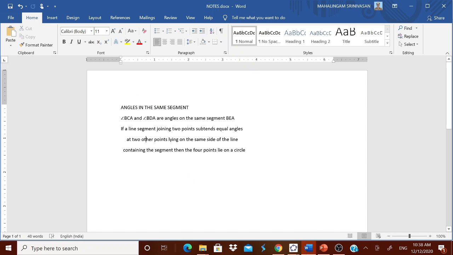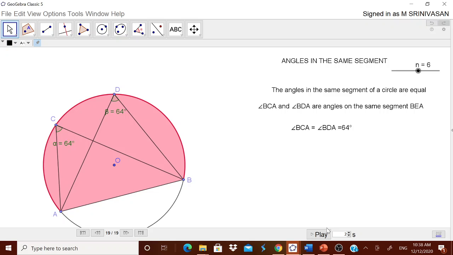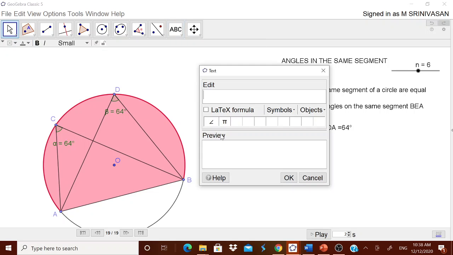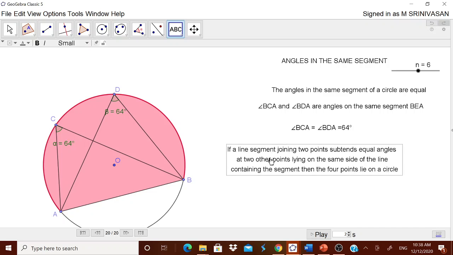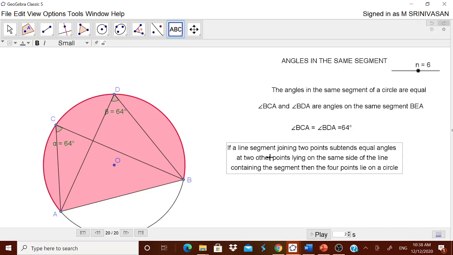Now that also we can discuss with the children. I have just copied it. This is a little bit lengthy statement, the converse of it, and you can show it to the children, the converse also. If a line segment joining certain points subtends equal angles lying on the same side of the line, then the 4 points are concyclic or they lie on the circle.